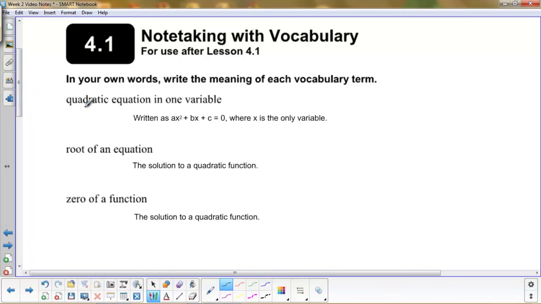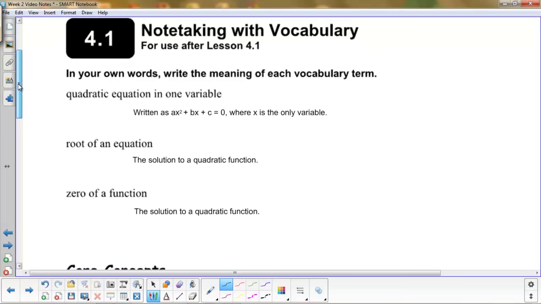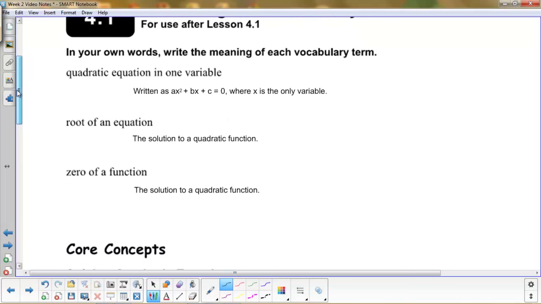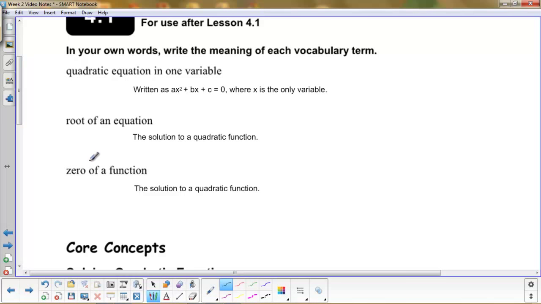All right, so a quadratic equation in one variable is a quadratic equation written in standard form or in vertex form, but in this particular case it's standard form, where x is the only variable because a, b, and c are coefficients, which will be numbers. The root and the zero of a function are both known as the solution. Another term you might see is also the x-intercept, so please be familiar with that as well. But the most important thing to remember is that roots, zeros, solutions, and x-intercepts are all the same thing.